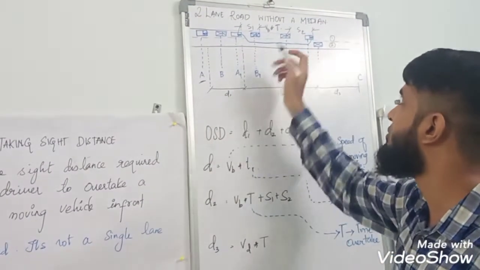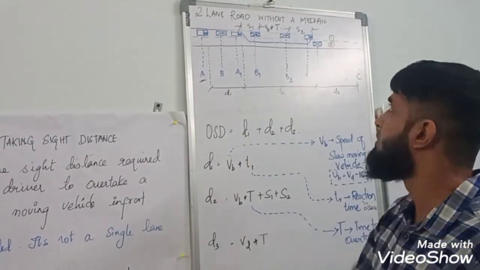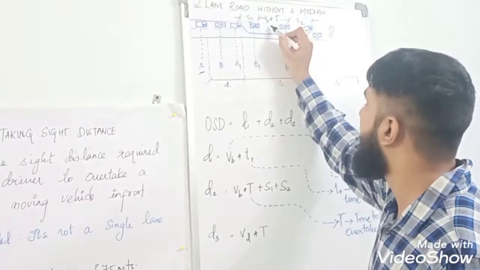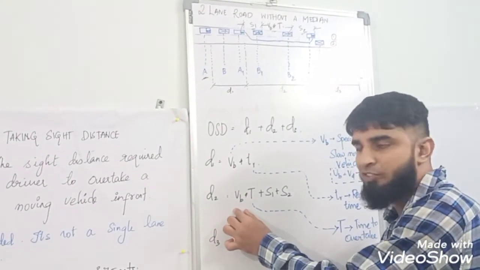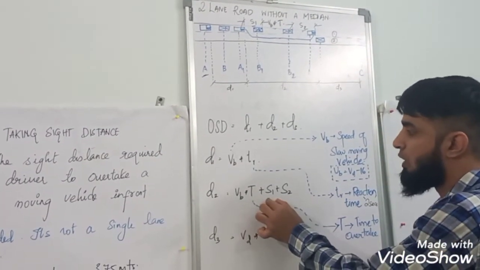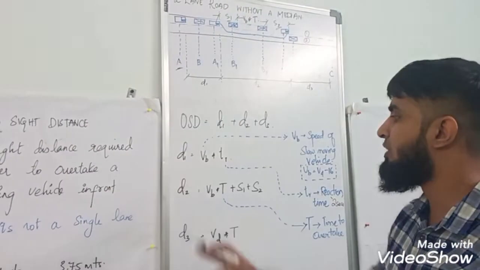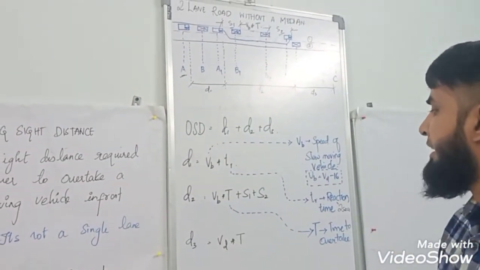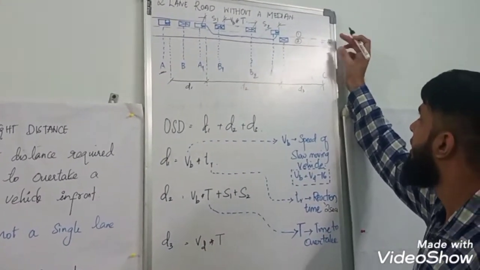It has moved this much amount of distance. We know the velocity of vehicle B, and we also know the time for which it has traveled. So we know this one, and that is what I have written out here: VB, speed of the slow moving vehicle, multiplied by T, that is the time required for overtaking. S1, this is spacing. S2, this is spacing. That's it. So D2 is also quite clear. Now D3. D3 is equal to VD into capital T. Simple.